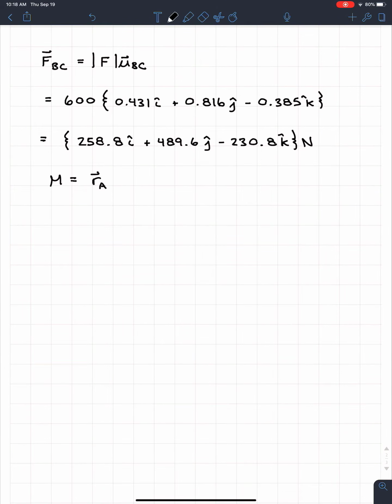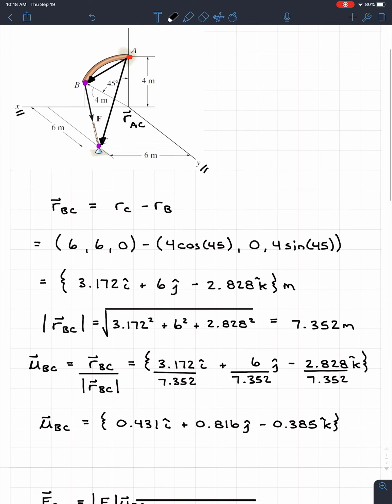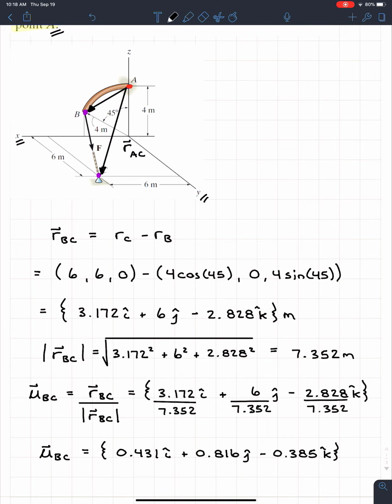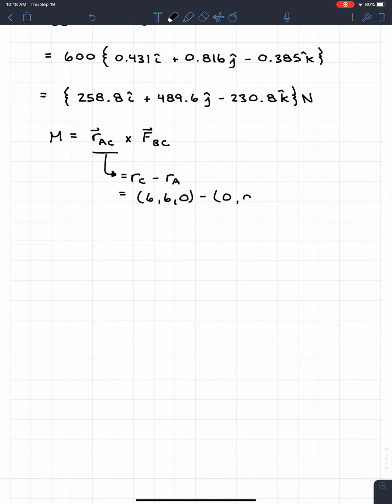So the moment here is going to be RAC, and we're going to do that cross product again with vector FBC. So we have FBC. The only thing we're missing is this RAC right here. So we can easily figure that out though, because we know it's going to be equal to RC minus RA, which we know the coordinates of C already are 6, 6, 0. And we're going to subtract the coordinates of A, which we have yet to find. So looking at A, it's very, very nice. It's just 0, 0, 4. So minus 0, 0, 4. So we know that the position vector here that we're looking for is just going to be 6i plus 6j minus 4k.